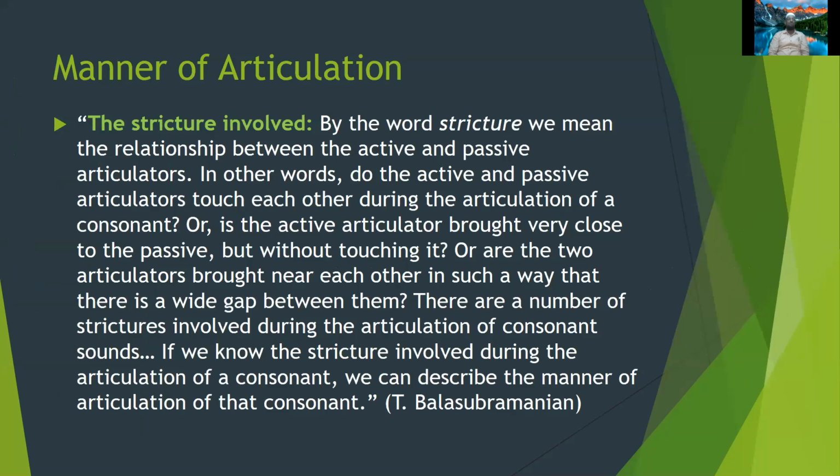So, in the manner of articulation, we have to learn about the structure involved while producing a sound. By structure we mean the relationship between the active and passive articulators. In other words, do the active and passive articulators touch each other during the articulation of a consonant? Or is the active articulator brought very close to the passive but without touching it? Or are the two articulators brought near each other in such a way that there is a wide gap between them? There are a number of structures involved during the articulation of consonant sounds.